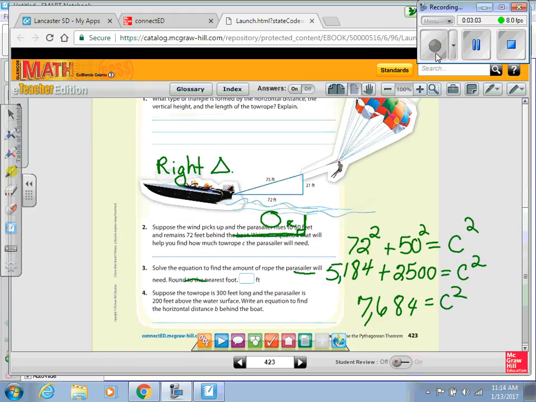In order to find C, we're going to have to take the square root of C squared, and we'll take the square root of 7,684, because what we do to one side of the equation, we have to do to the other. We end up with 87.6 feet, and they want us to round it to the nearest foot. So we're going to say 88 feet is equal to C.